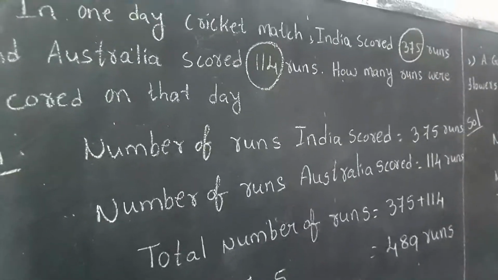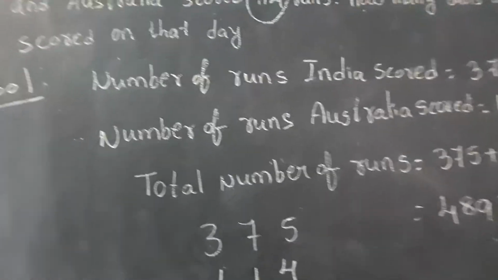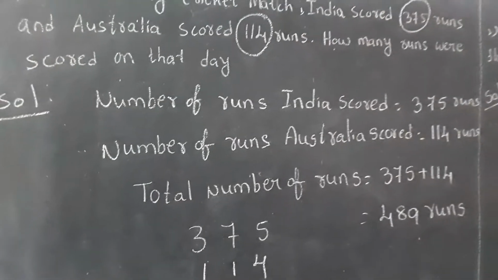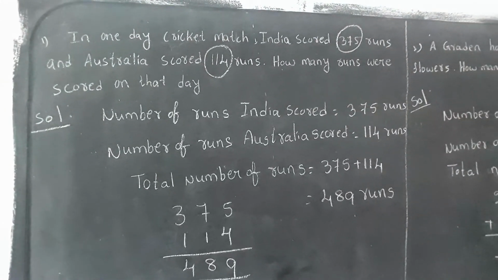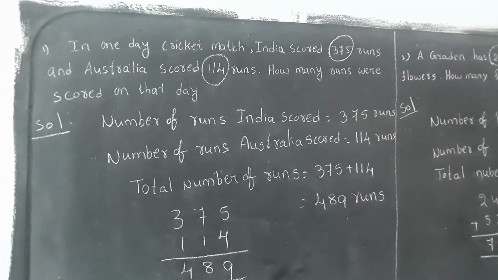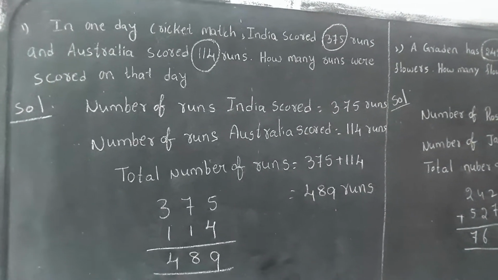What do we have to do? Both together we will add. 375 runs and 114 runs. Then total how much did we get? We add and get 489. Okay, this is the first story sum.